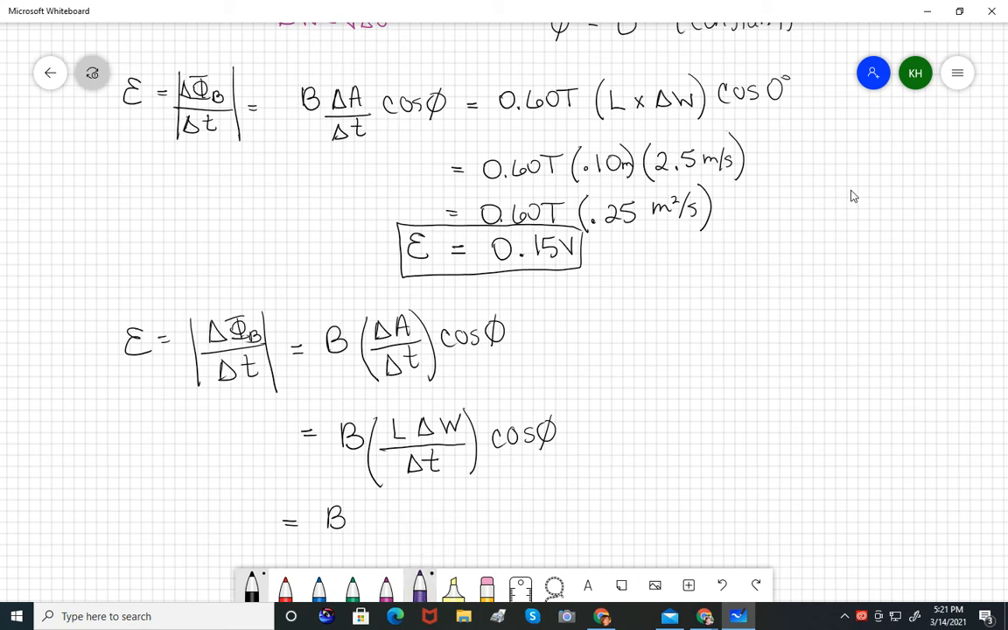But here's where it gets interesting. This delta W over delta t is simply the speed. That's going to be BLv, and of course cosine phi goes away. So our induced EMF is just BLv. We put in our numbers, 0.60, 0.10, 2.5, and we get that E is equal to 0.15 volts.